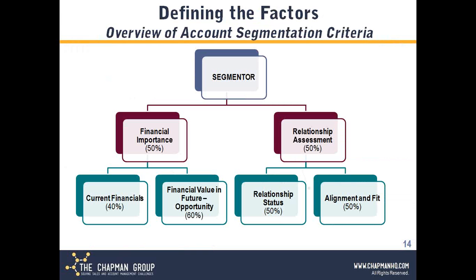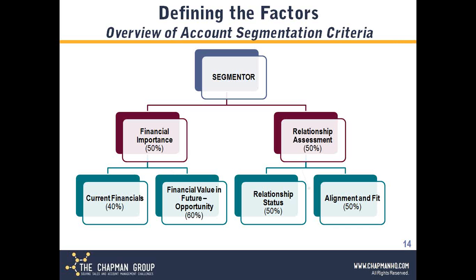So to get a little deeper into what that looks like, it all starts with one tool, which we call Segmenter. And there are two critical elements in segmentation, as I mentioned: financial importance and relationship importance. You want to assess both. We prescribe that we weight each equally, 50-50, and that's important. There are some organizations that can make business cases that one might be a little more important than the other, but it's not a bad idea to start with the 50-50 equation.